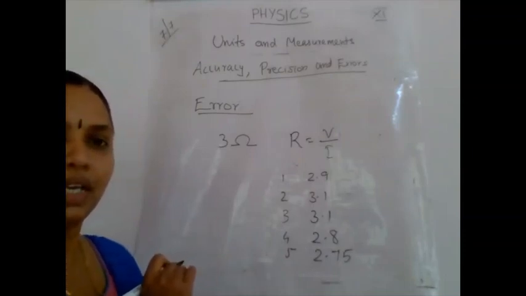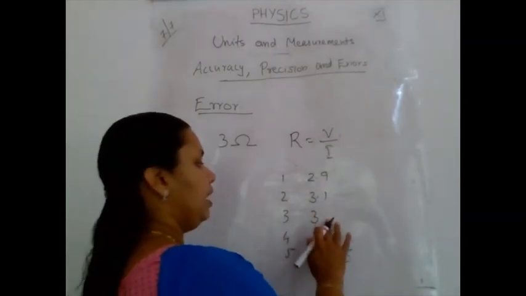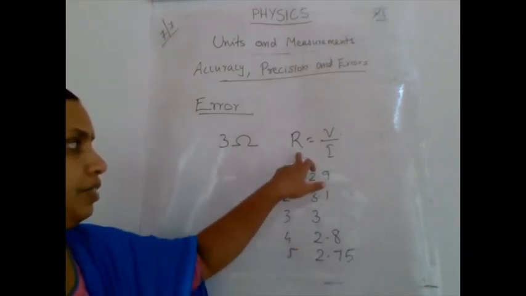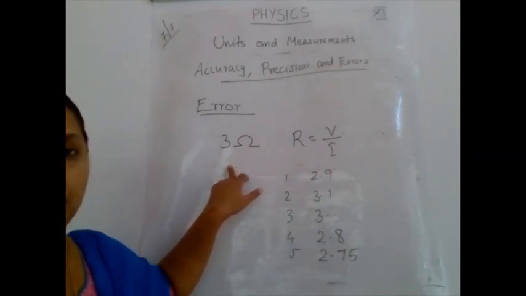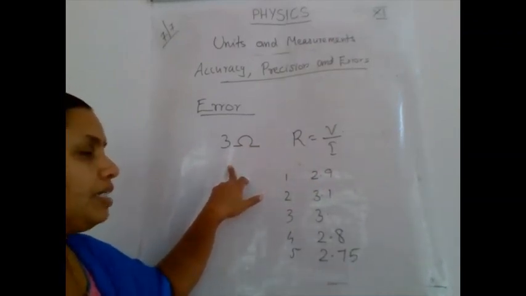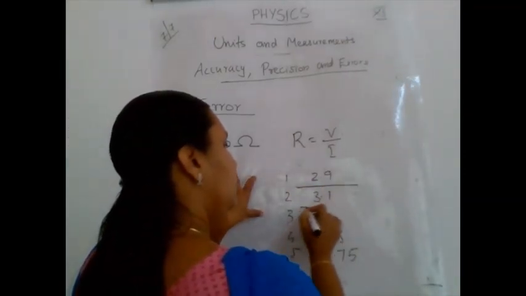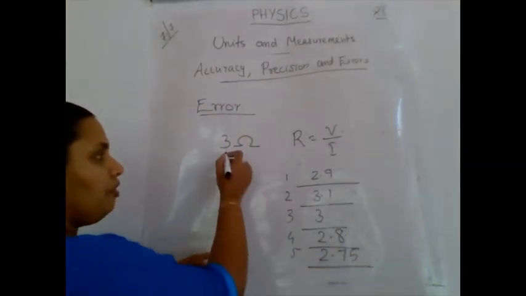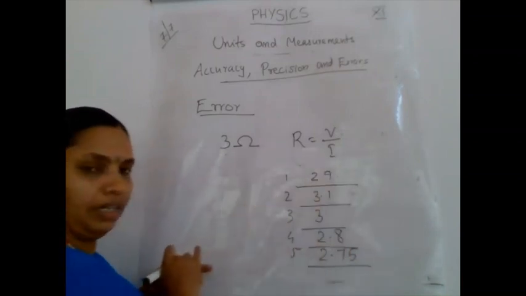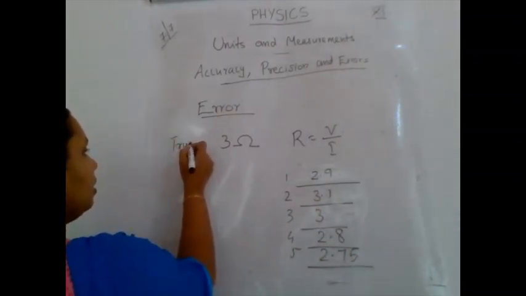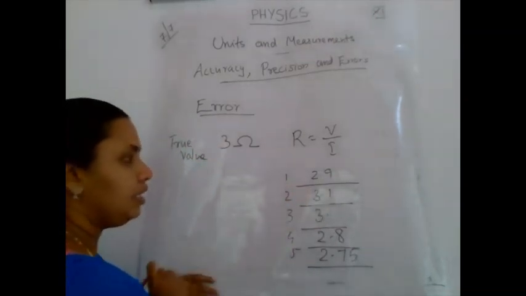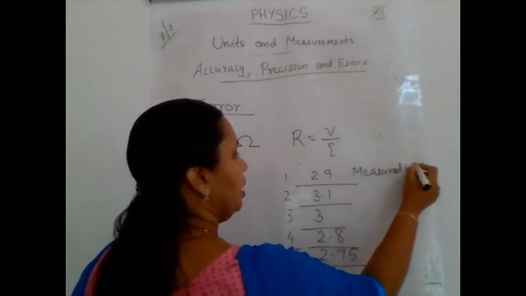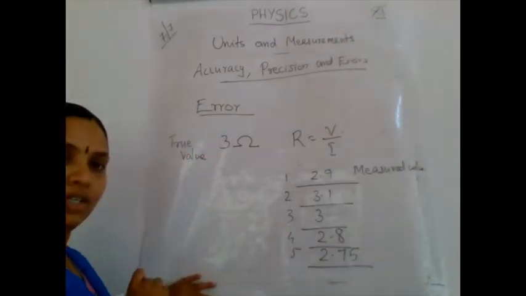Okay. Here we can see we got 3. So these are the readings, the result which you got in that Ohm's law experiment. You remember that, isn't it? And here you can see that in each measurement there is a difference, isn't it? Here instead of 3, you are getting 2.9. So here the true value is 3 ohm. And what is the measured value? The measured value is 2.9.